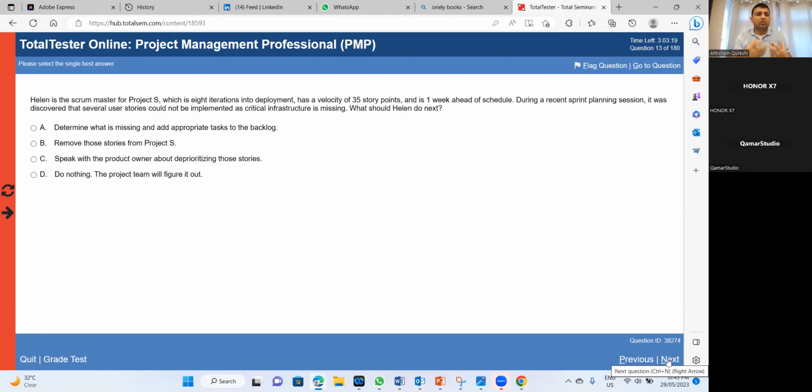Okay. So first point is determine what is missing and add appropriate tasks to the backlog. Now, if your point of view is that to put in place the critical infrastructure, you want to create some stories and add them on top of the backlog to first get the prerequisite developed, and then those stories can be implemented, then A is the answer. What do you think?